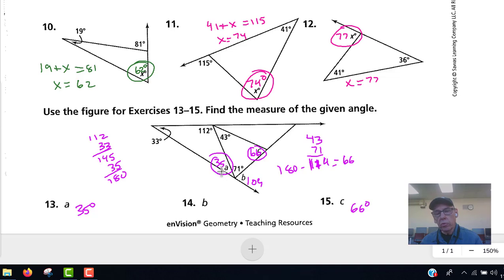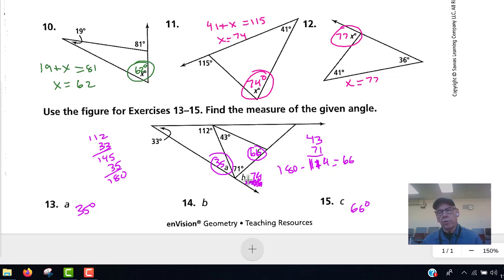The other way to do this would be that all three of these have to add up to 180. Do that right? 35 and 71 adds up to be 106. And 106 from 180 gives us 74 degrees. That's a 74. 74 and 71 is 145, so it adds up to that.